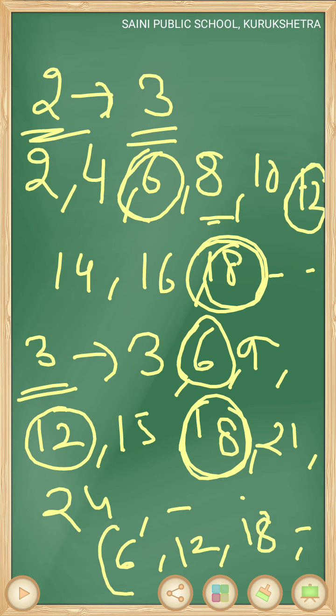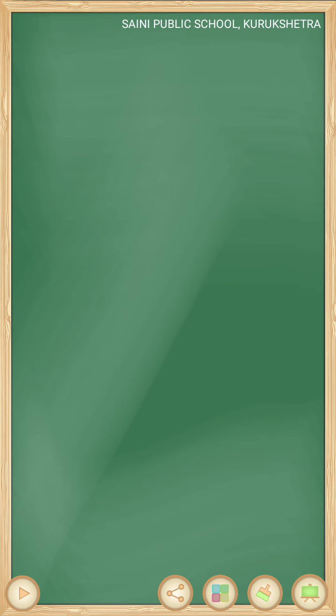These are common multiples. So we can find common multiples by writing multiples of the two numbers. Similarly, numbers may be 2 or 3. First of all, we will write their multiples. Okay. Let us discuss one more example. Suppose we want to write common multiples of 2, 3 and 4.